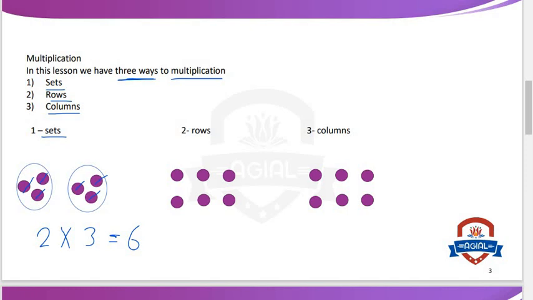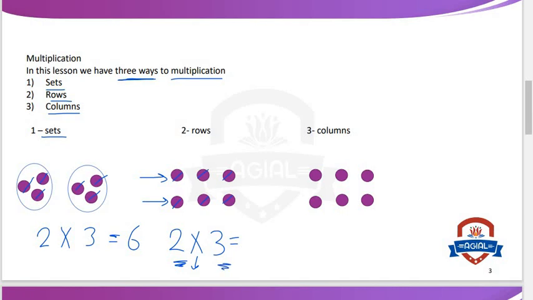Number 2, about rows. You know that rows go from left to right. So in here, how many rows do we have? Super, 2. So we will write 2 rows. Multiply. It's called what? Multiply or times. How many dots in each row? In the first row we have 1, 2, 3. 3 dots. And in the second row we have 1, 2, 3. So we will write 3. We have 2 rows, multiply 3 dots in each row.